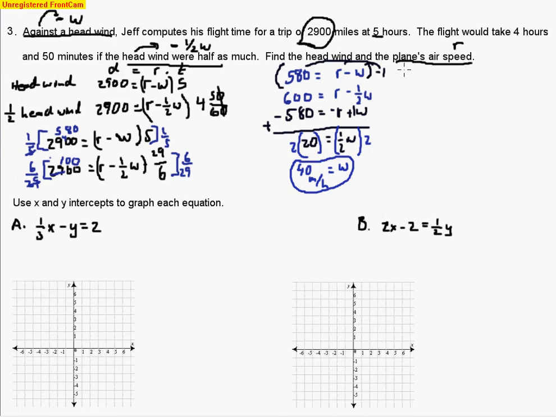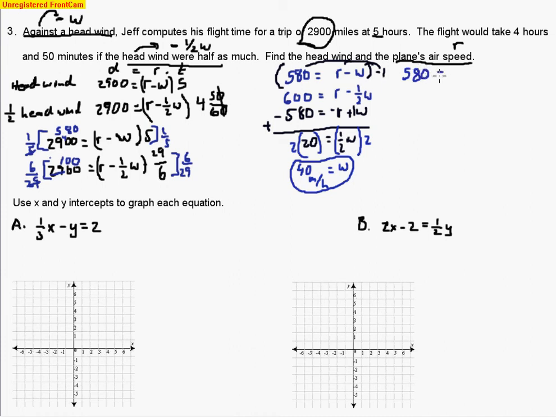The plane speed, well, just substitute. Now don't pick these tough ones here. Pick the easy ones right in here. I'm going to actually pick this one here, the 600 equals r minus 1/2 w. Because all I have to do then is do, or I could even pick this one here. This one would be even easier. 580 equals r minus w. Let's do that one.